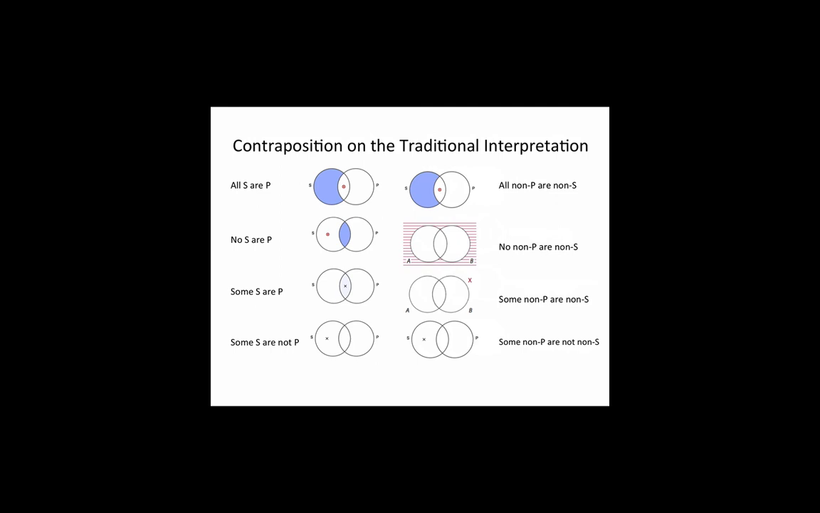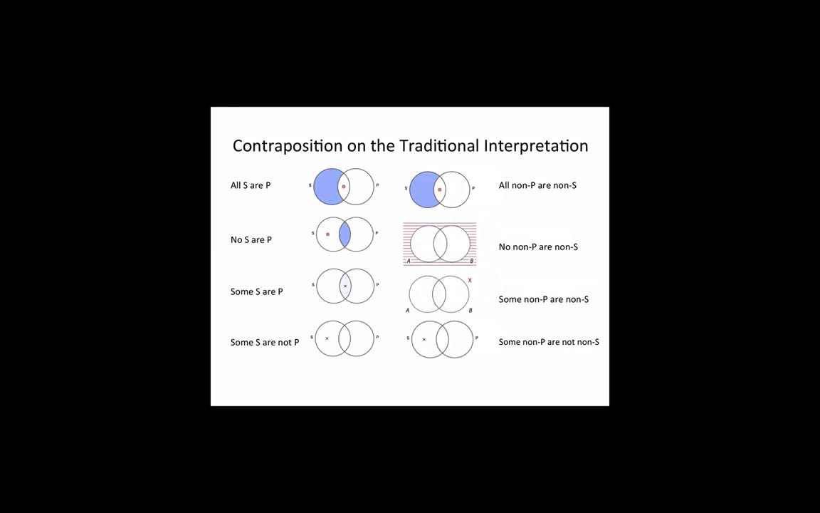Lastly, let's look at contraposition. We can see that the A proposition, when contraposed, is identical to the original. The same is also the case with the O proposition. But take a look at, respectively, E and I.